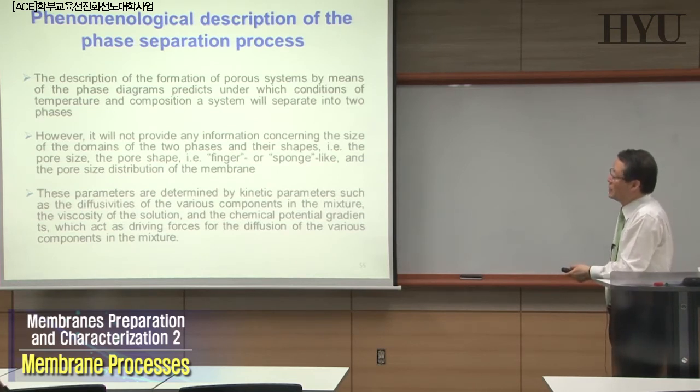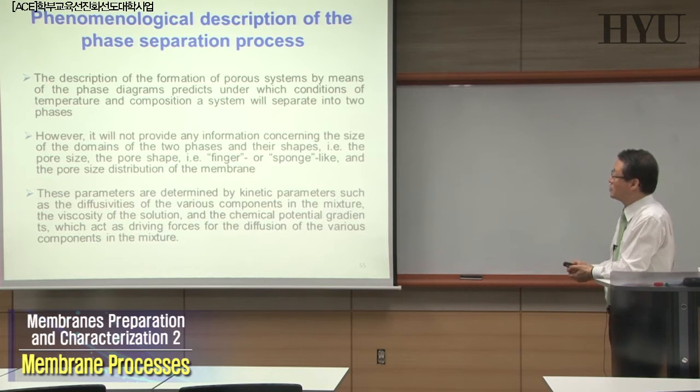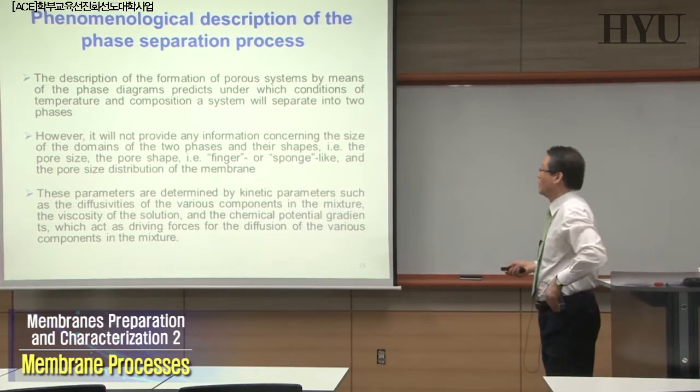Again, we can describe the formation of the porous structures with the phase diagram under the condition of different temperature and composition. That way we can separate the phases. Okay? However, this does not tell us about the finger-like structure, the sponge-like structures, the shape of the cavities, or the shape of the pores. The phase diagram does not provide information about the finger or sponge structures, because the finger and sponge-like structure or the pore size distribution will be determined not by thermodynamic factors, but by kinetic factors. So this will be treated in a different way.